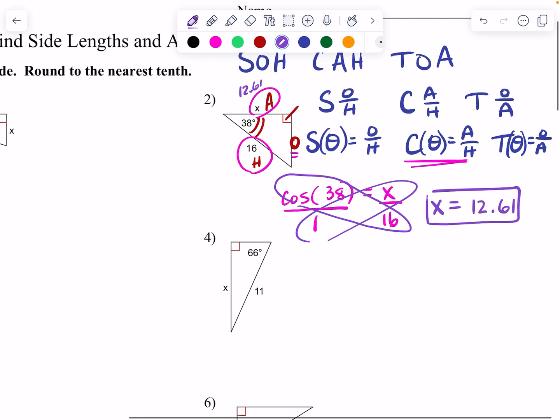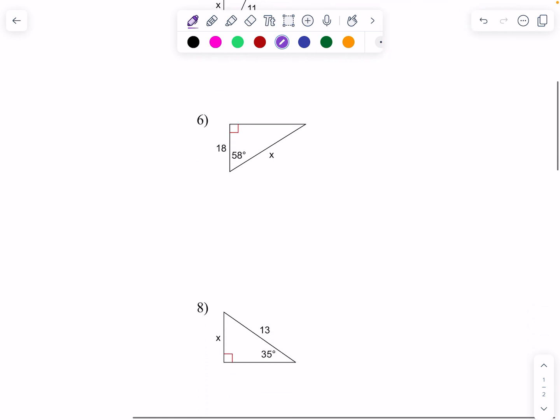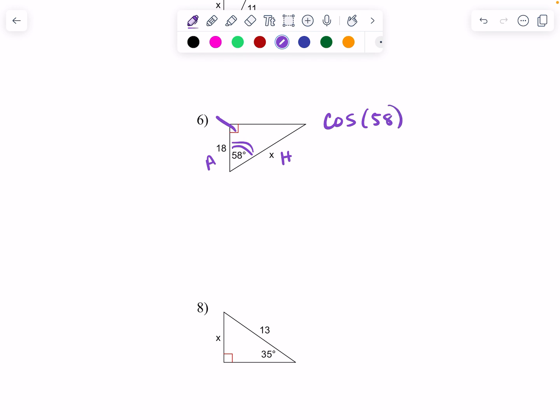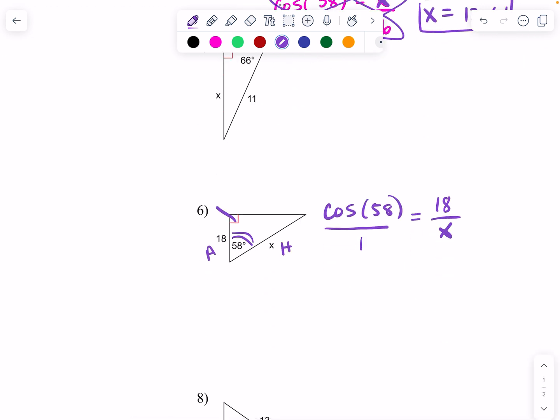So let's try another one. Let's go to 6. Remember those SOHCAHTOA facts here. We have 58 as our angle. I have the hypotenuse, it's right here, and it looks like I have the adjacent again, so I'm going to use cosine again. But it could be different every single time, so you need to set it up and look at your proportion. The cosine of 58 equals A, which is 18 over X. This one has a completely different setup. Can you see how X was on the top up here, but X is on the bottom? Not every proportion is set up the same.